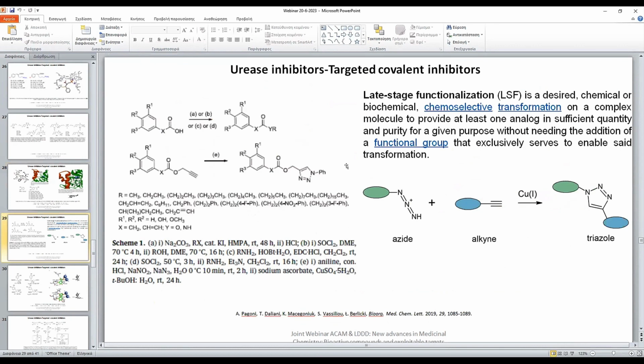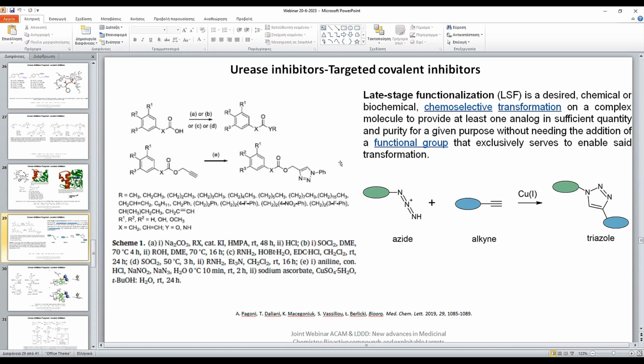We made several analogs of this, and here I will mention once again what makes an organic chemist happy and what makes a medicinal chemist happy. During this study, it was the first time we tried the late-stage functionalization concept. It's a very useful strategy. It involves chemoselective transformations at the last step of the synthesis, and the most successful late-stage functionalization reaction is the click reaction. Maybe most of you know it, maybe you have used it.